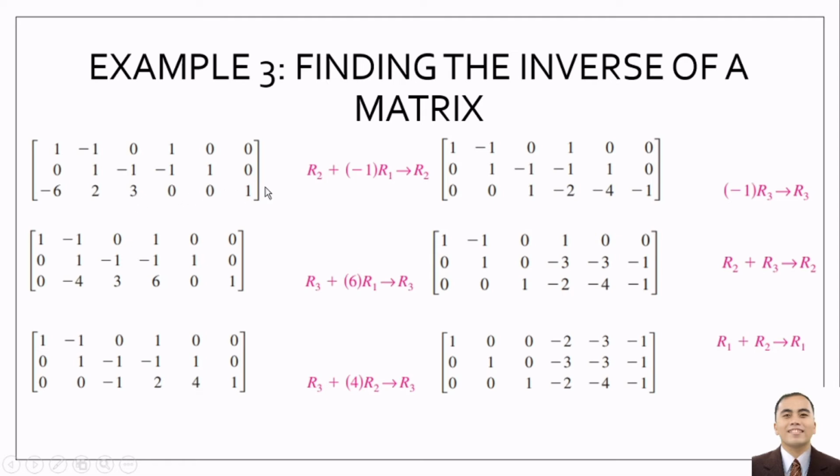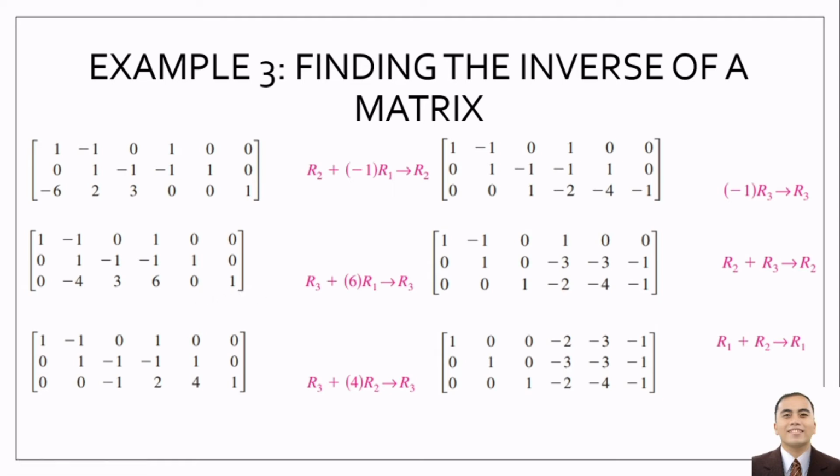Next step is we need to multiply 6 to row 1 and add to row 3 to produce new row 3 so that we can eliminate this negative 6. So the resulting matrix will be this one. So the new row 3 will be 0, negative 4, 3, 6, 0, and 1.